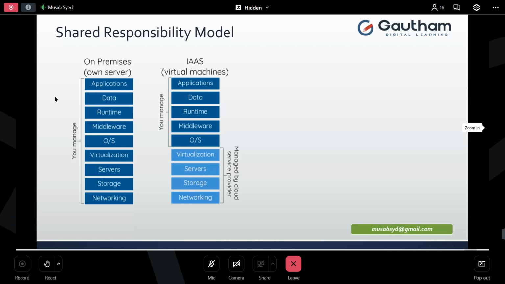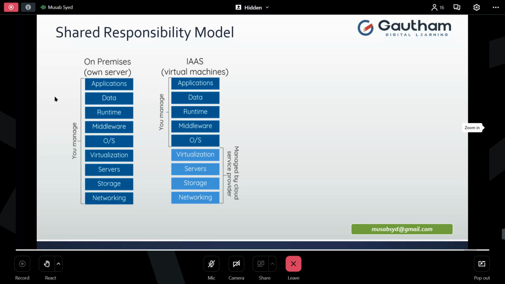So if you go with IaaS, infrastructure as a service, responsibility will be shared between the cloud provider and us. The cloud provider manages networking, storage, server, virtualization. These blocks are his responsibility. Networking fails, he has to take care. Server fails, he has to take care. Virtualization license expires, he has to take care.